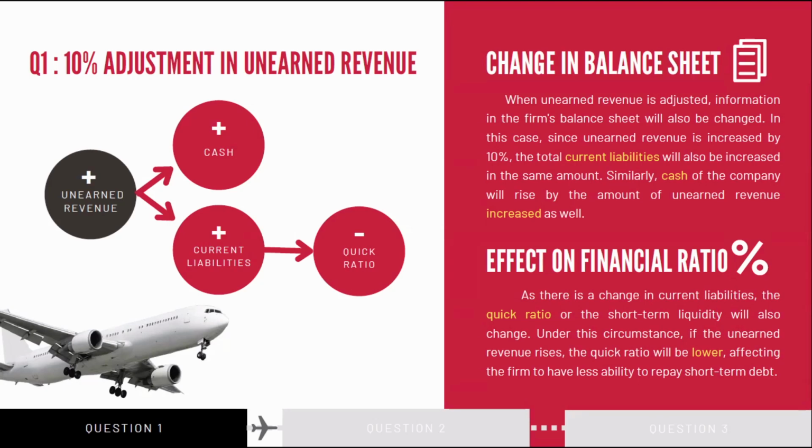Likewise, cash of the company will rise by the amount of unearned revenue increase as well. And as there is a change in current liabilities, the financial ratio of the company will also be altered. Under this circumstance, if the unearned revenue rises, the quick ratio would be lower, affecting the firm to have less ability to repay short-term debt, and it goes the other way around for decreasing the unearned revenue.